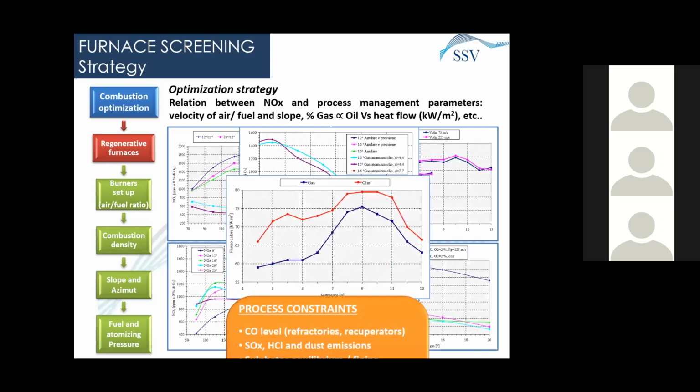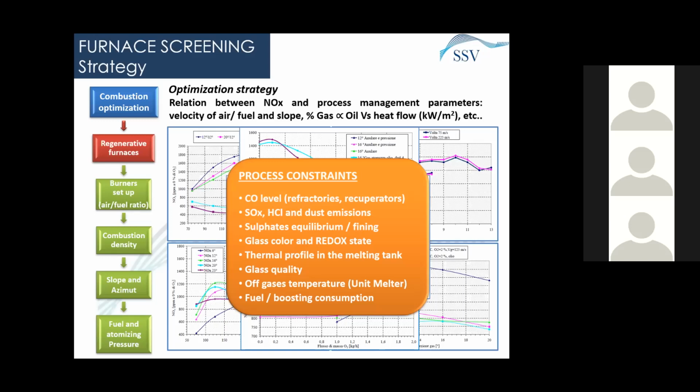But during combustion optimization, there are some process constraints which we have to take into account before progressing to the combustion optimization. It's important to take into account the CO level, carbon monoxide, because it could be harmful for the refractories and regenerators. At the same time, there's not only NOx generated from the furnace, but also SOx and other acid compounds.